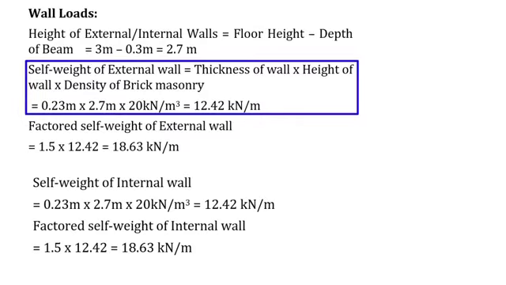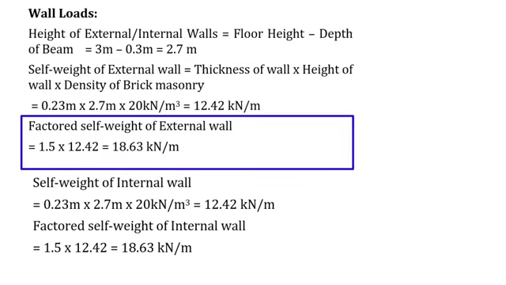The self-weight of external wall will be equal to thickness of wall into height of wall into density of brick masonry. Thickness of wall is 230 mm, height of wall is 2.7 meter, and density of brick masonry is 20 kN per meter cube. On substituting these values, self-weight of external wall will be equal to 12.42 kN per meter. Factored self-weight will be equal to 1.5 into 12.42, which will be equal to 18.63 kN per meter.